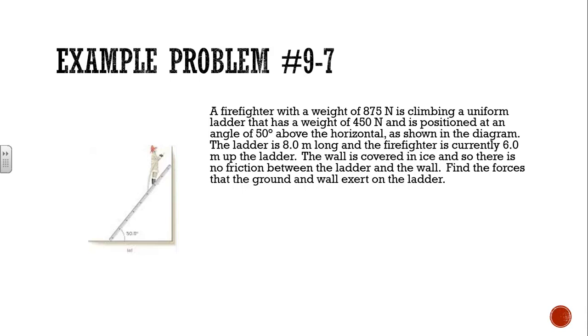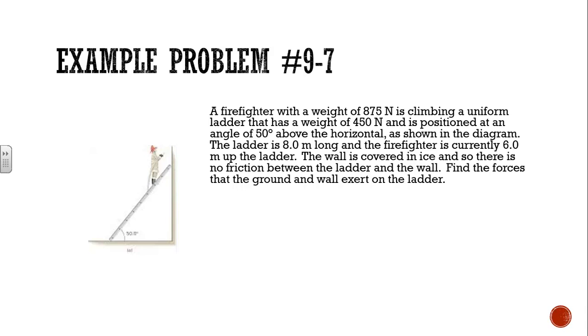So I have a firefighter with a weight of 875 newtons climbing up a uniform ladder with a weight of 450 newtons that's positioned at an angle of 50 degrees above the horizontal as shown in the diagram. It says the ladder is 8 meters long and the firefighter is currently 6 meters up the ladder, and that the wall is covered in ice, so there's no friction between the ladder and the wall. And it wants us to find the forces that the ground and the wall exert on the ladder.